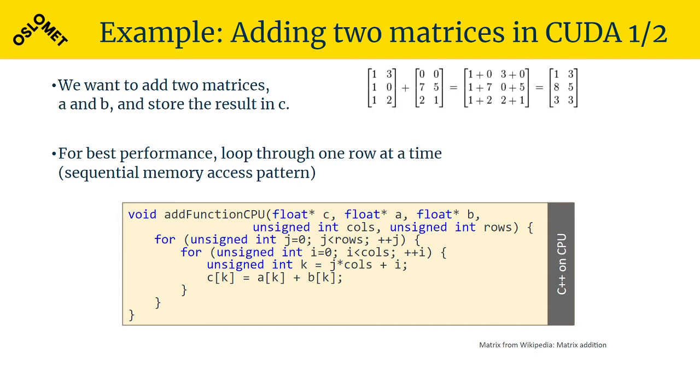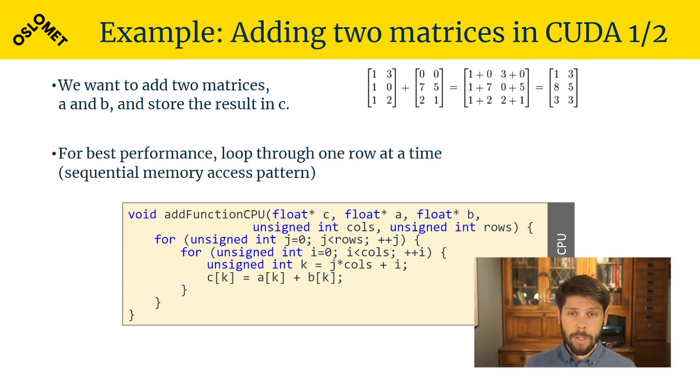Okay, so let's look at a proper example. Let's look at how we can add some matrices in CUDA. We want to add these two matrices up here. This is A, this is B, and then we get C, which is this one here. So 1 plus 0 is equal to 1, and 1 plus 7 is equal to 8, and so on. On the CPU, we can do it with this function here, add function CPU, where you have the float C, the float A, and the float B, and you have the size of your matrix. The float star, if you're not familiar with C or C++, means a pointer. So it's essentially just the matrix.